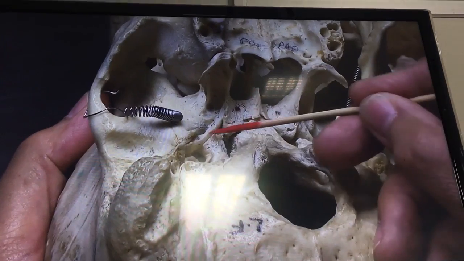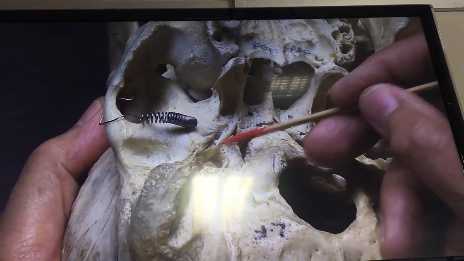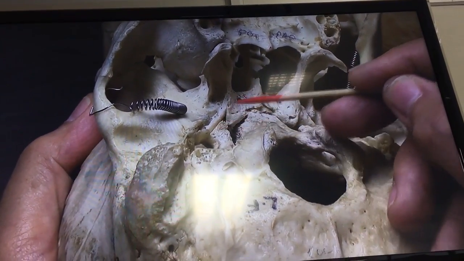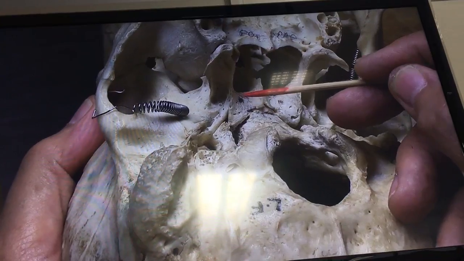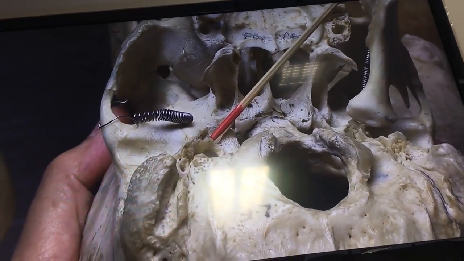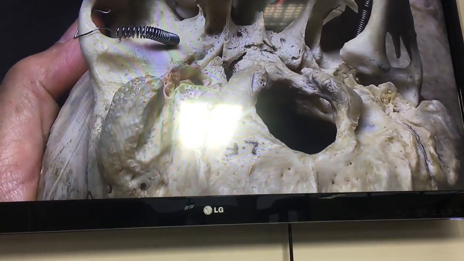Now that runs in this sulcus here, again called the sulcus tubae. So the cartilaginous part runs here, going into the pharynx. Well, here's the bony part of the pharyngotympanic tube. Bony part of the cartilaginous part. Okay.